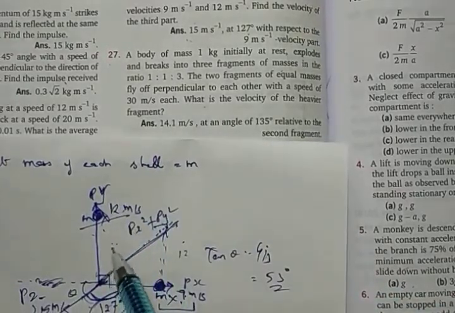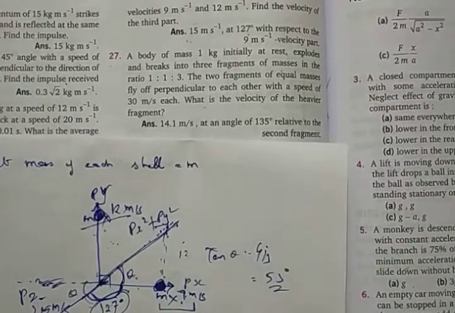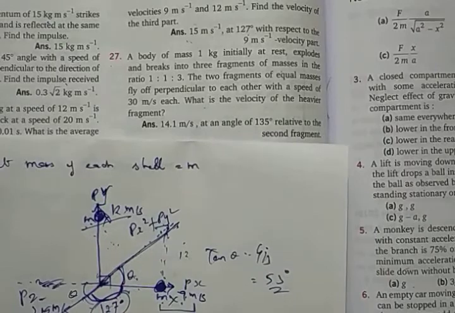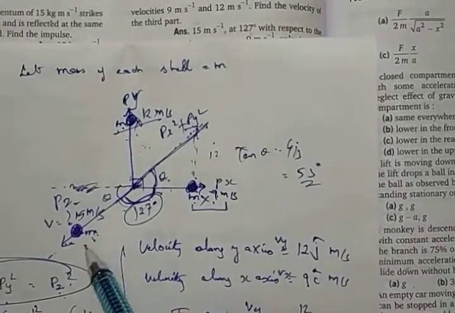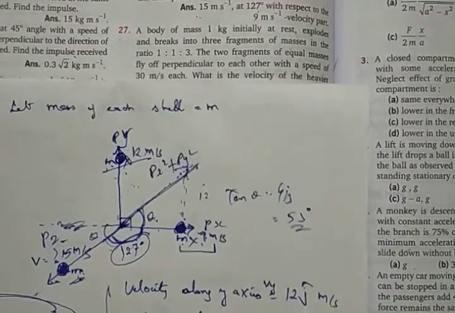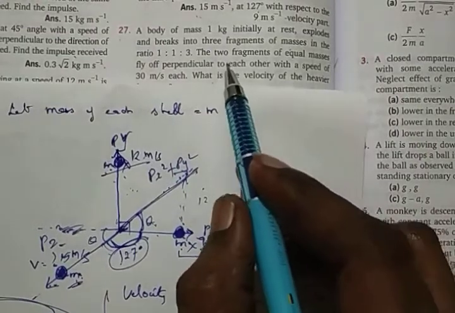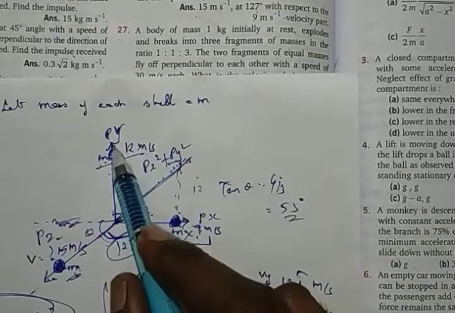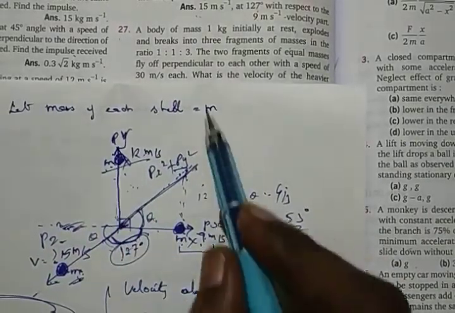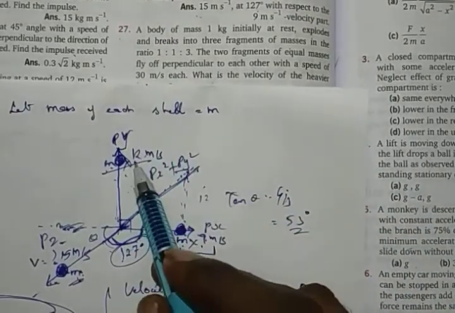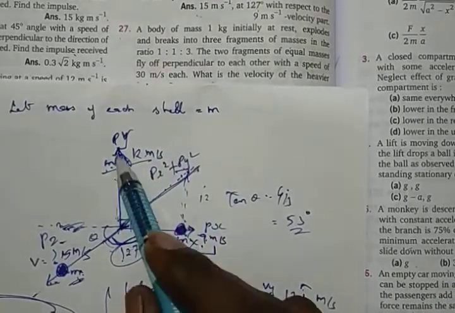Exactly the same question. 3 masses are there. Here mass m, here also m, but the ratio is 1:1:3. This is m, this is m, and this is going to be 3m. That's what this question says. The 2 fragments of equal masses m and m fly off perpendicular to each other at 30 meter per second. So the velocity is going to be the same and it is going to be perpendicular.